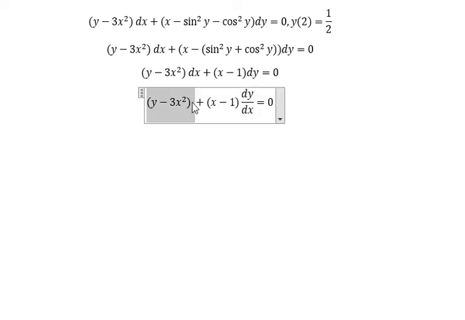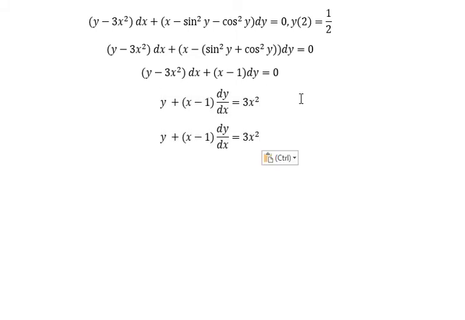Next, I will move about negative 3x squared go to the right. Next, we need to divide both sides by x minus 1.